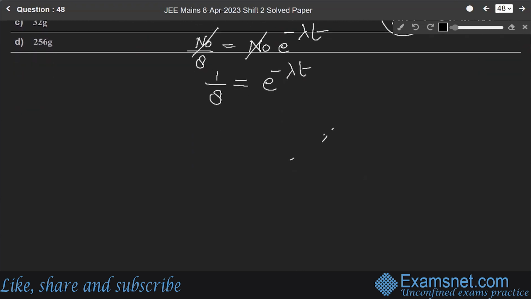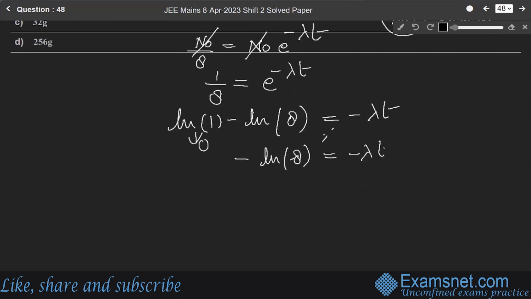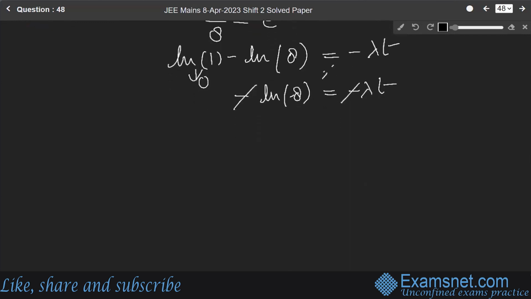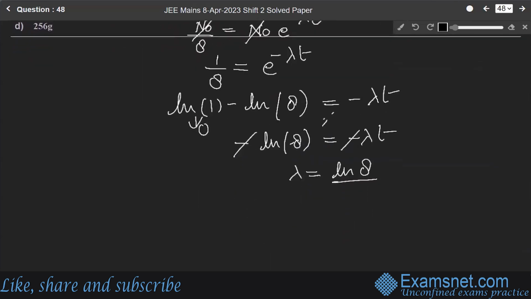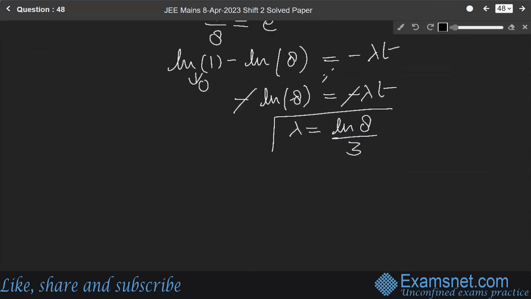Now taking log on both sides, we get log of 1 minus log of 8 equals log of e to the power minus lambda t. It means minus lambda t, because log and e base cancel out each other. Log of 1 is 0, so we get minus log 8 equals minus lambda t. The minus signs cancel out, so we get lambda equals log of 8 by t. We are given t equals 3 days, so lambda equals log 8 by 3. This is our equation number 1.